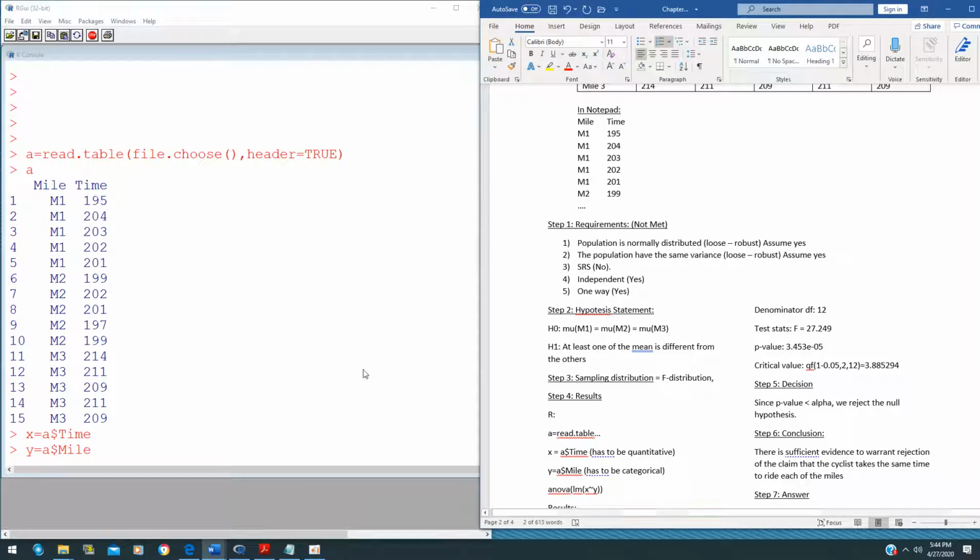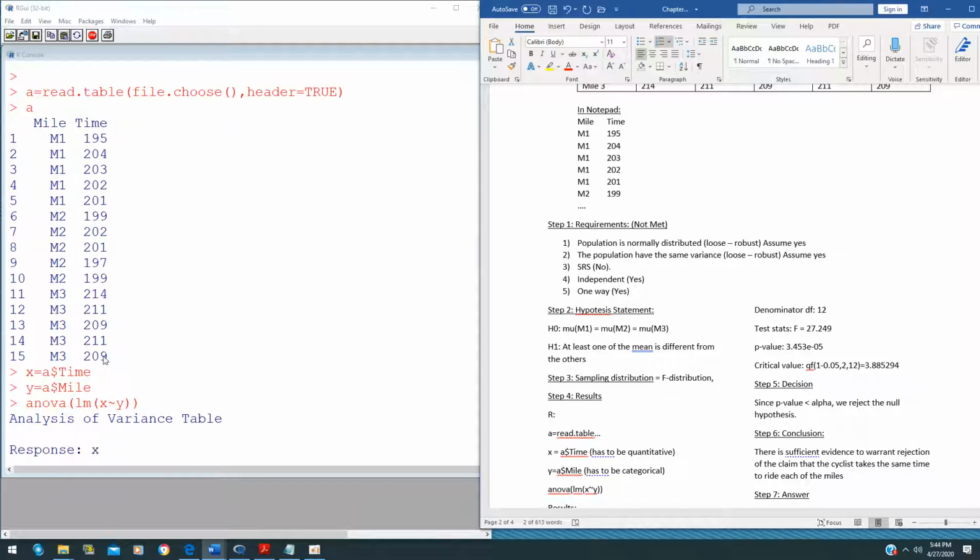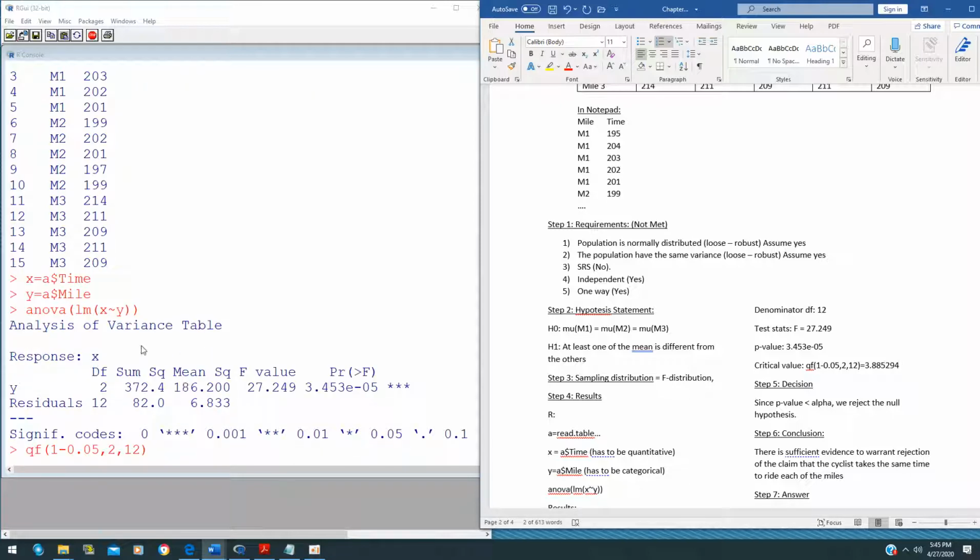Again, make sure you use a equals read.table, and then you choose the file, and this is the file name that we have in your R. Make sure that it is all nicely tabbed and nicely aligned. And then X in this case is time, and Y in this case is mile. Don't forget, X has to be quantitative, Y is categorical. And then we do anova(lm(x~y)).